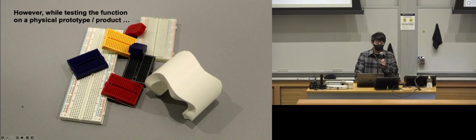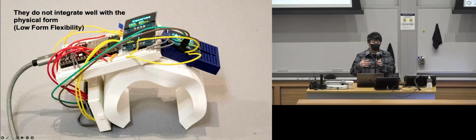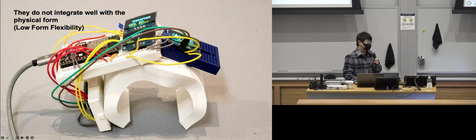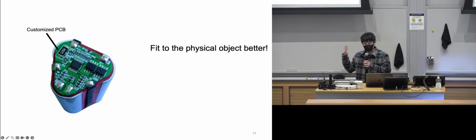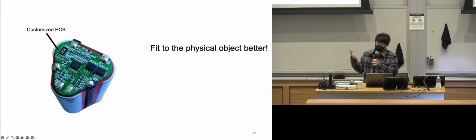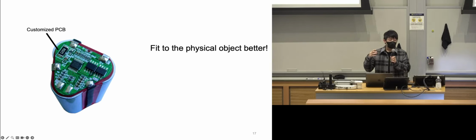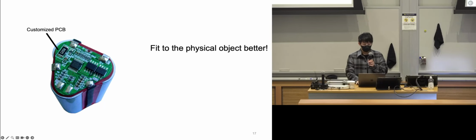However, while testing the function on physical prototypes or products is very easy to do with a breadboard, they don't usually integrate well with the physical form of your final devices. So this is usually where the final, or higher fidelity, prototype comes in, which goes to the custom PCB. This is a, I guess, heart shape or triangle shape, however you call this.